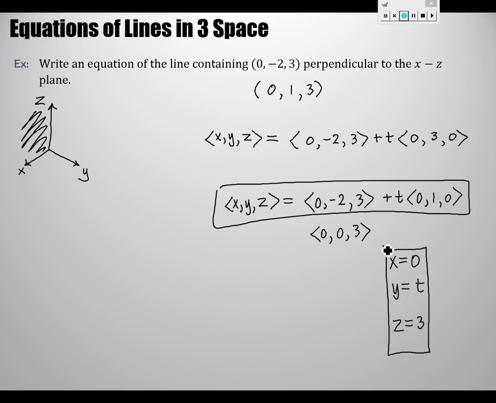X and z do not change. Yeah, why do they not? So if you have a line coming out of the xz plane, then we want the x and z coordinates to stay fixed. And what is it that changes as you slide out away from that axis? Only the y coordinate, right?